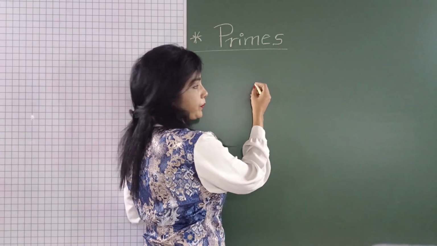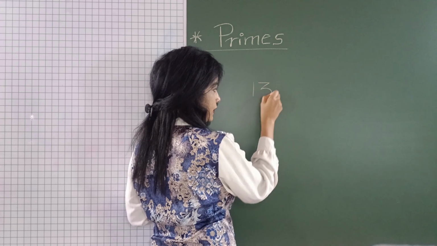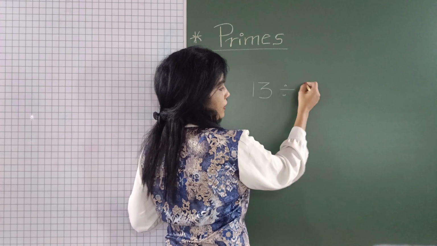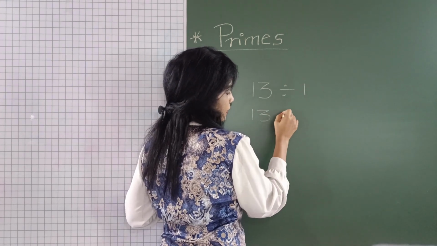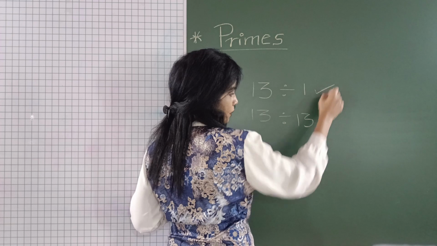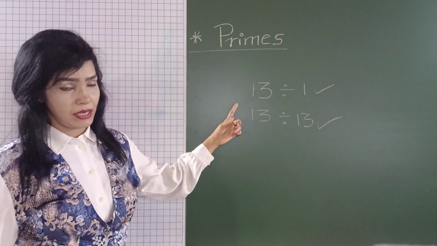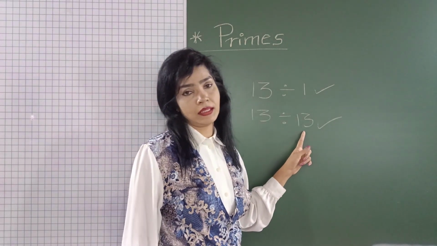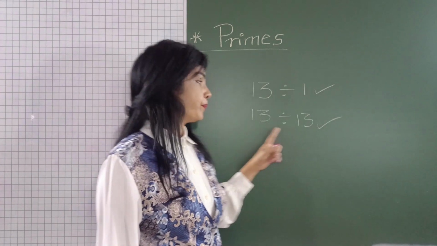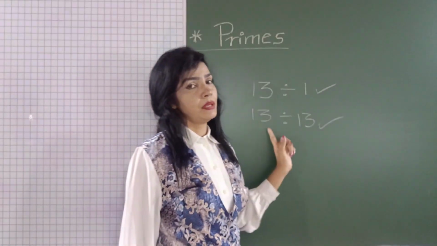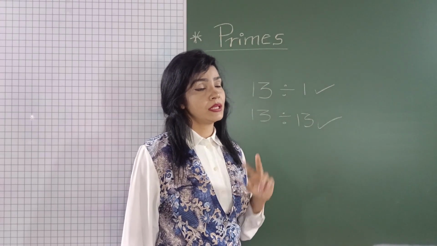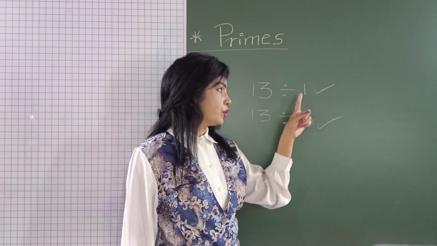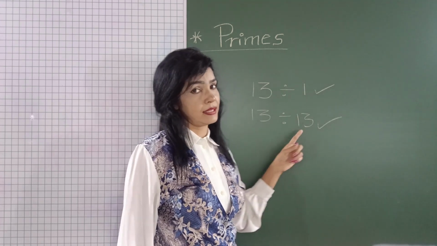If I take the number 13, 13 can be divided by 1, and 13 can be divided by 13 without any remainders. When you divide 13 by 13, the answer is a whole number, it's 1. So if a number can be divided only by two numbers, that means 1 and itself, it's a prime number. Okay? So the prime numbers have two factors.